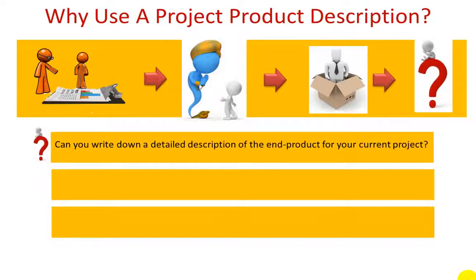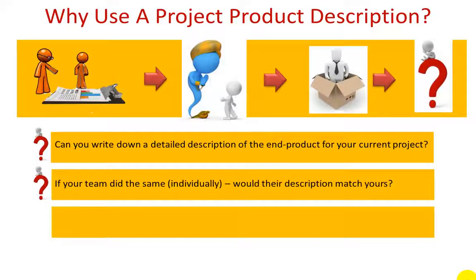Number one, can you write down a detailed description of the end product for your current project? You may think you can, in which case, why don't you do it? Then I want you to do the same for the team. Get them to individually write down a detailed description of the end product of the current project. I'd like to ask you, do you think their description would match yours?